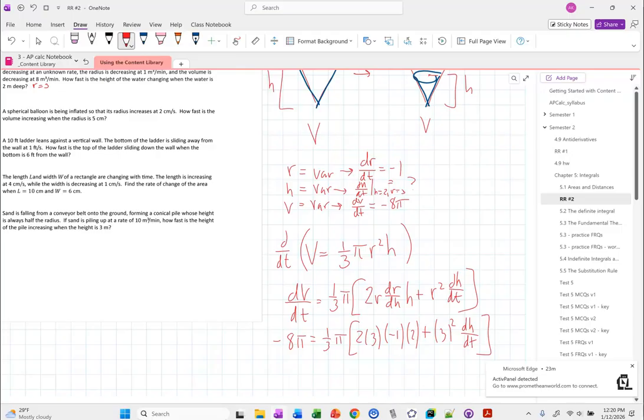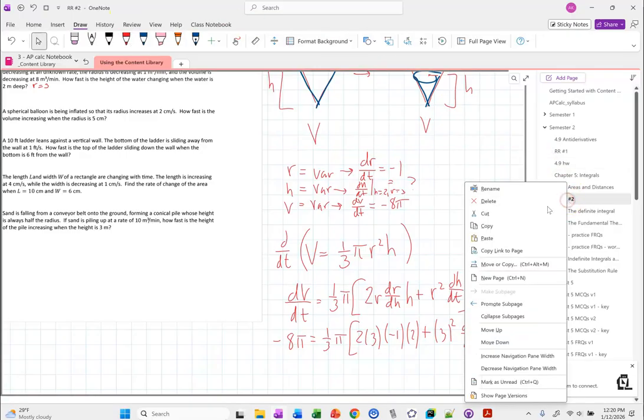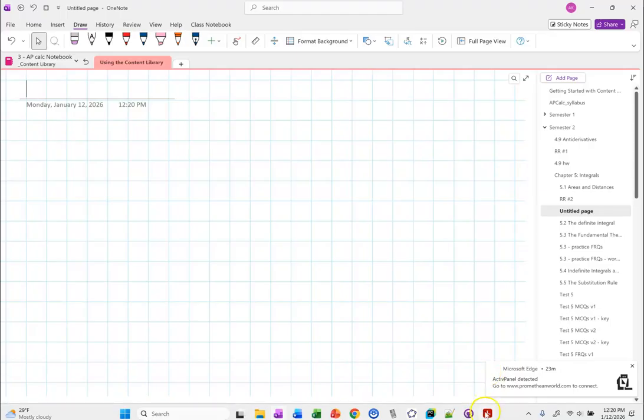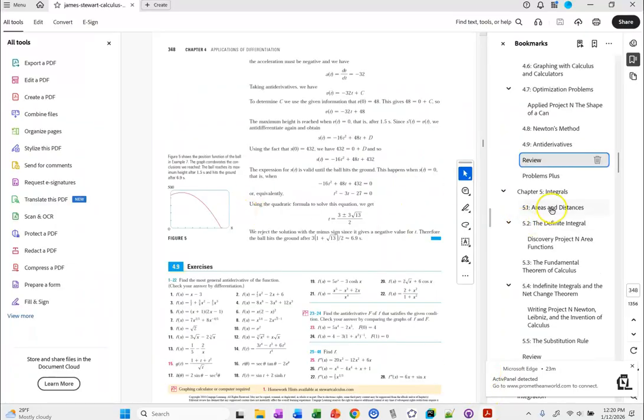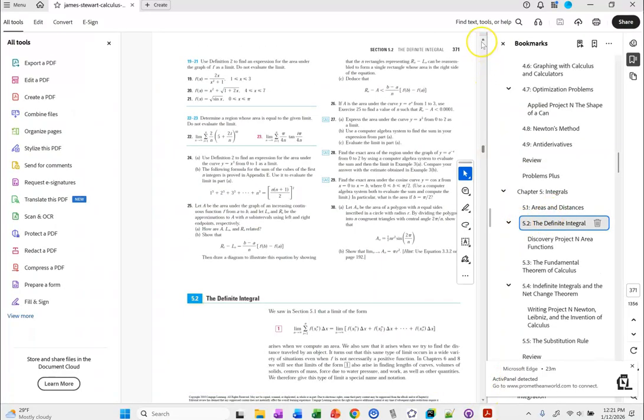Homework questions. I think Anthony said he had something. What are we looking at, Anthony? We're at 24, 5.1. Okay. You said 24? Yeah.